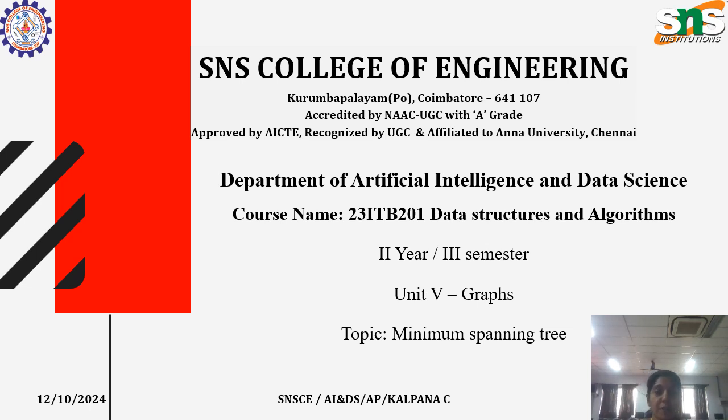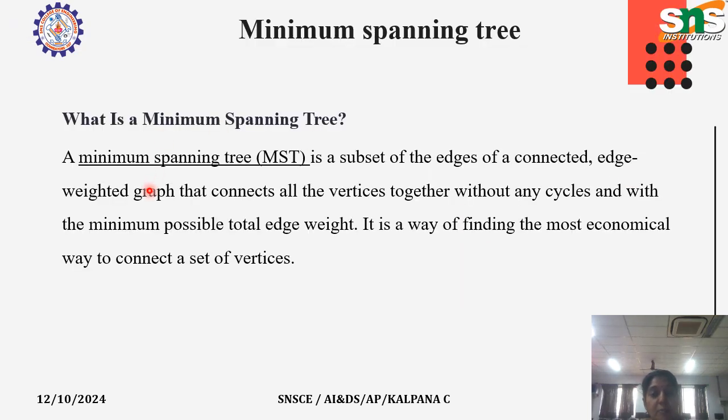Hello everyone. Today we are going to discuss minimum spanning tree. The minimum spanning tree is a subset of edges of a connected edge-weighted graph that connects all vertices without any cycle and with the minimum possible total edge weight. It is a way of finding the most economical way to connect a set of vertices.